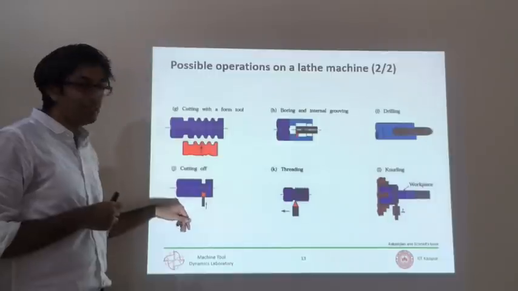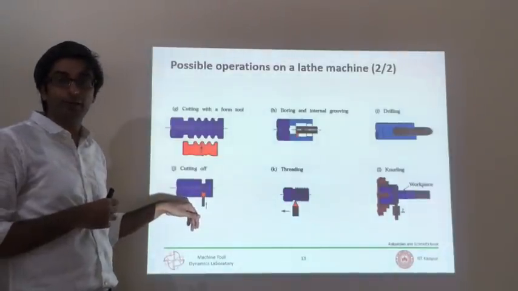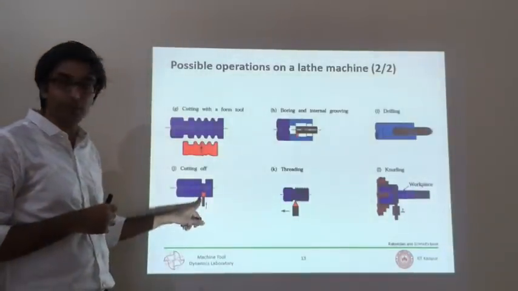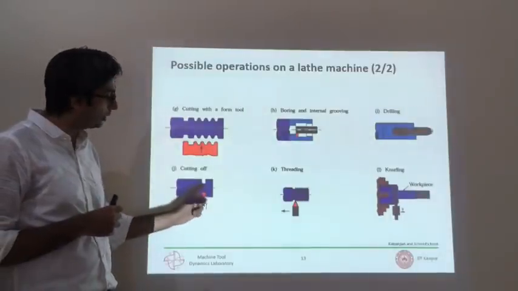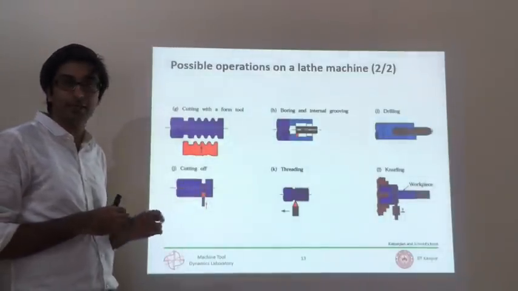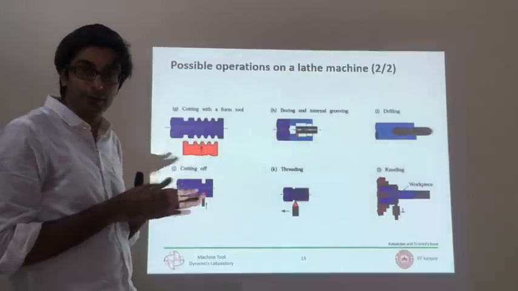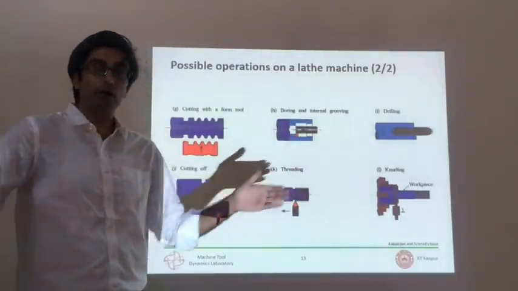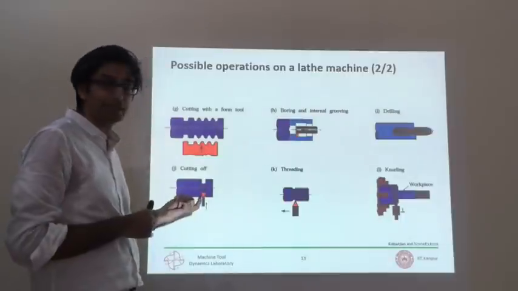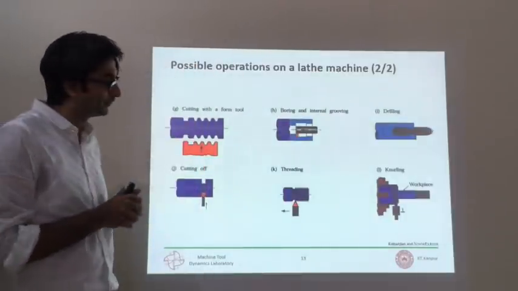Another operation possible is cutting off. This is like grooving, where you are plunging the tool into the workpiece and you are now in a way cutting off everything on the right hand side. It's called parting off. Sometimes you need that because you have a very long rod and you only want to work with a certain section of the rod, so you get rid of everything else.